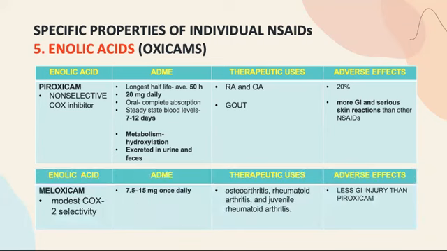Meloxicam is another enolic acid approved for use in osteoarthritis, rheumatoid arthritis, and juvenile rheumatoid arthritis. The recommended adult dose of meloxicam is 7.5 to 15 milligrams once daily. Meloxicam demonstrates some COX-2 selectivity. There is significantly less gastric injury compared to piroxicam in subjects treated with 7.5 milligrams per day of meloxicam, but the advantage is lost with a dosage of 15 milligrams per day.